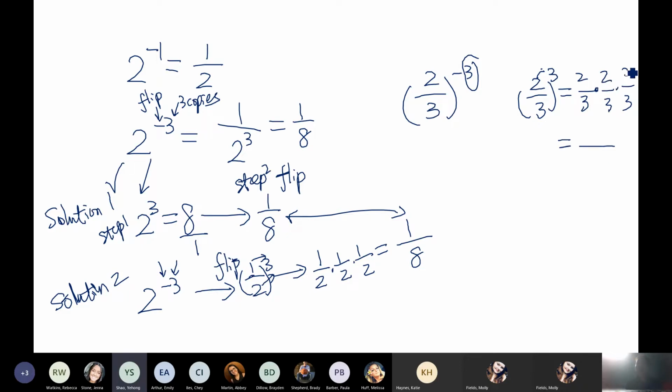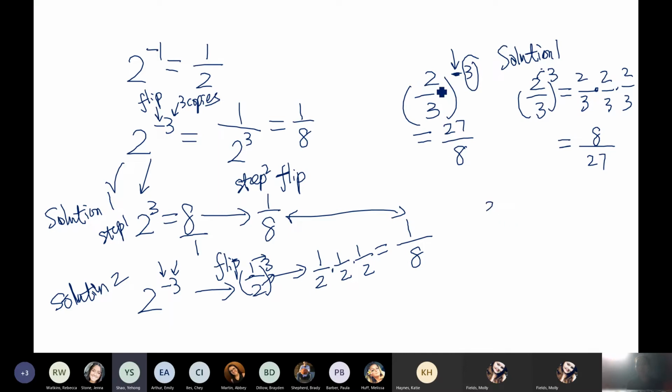2 times 2 times 2, it's 8. 3 times 3 times 3, 27. Now, after I get this answer, this minus sign tells me I have to flip my answer. So the final answer will be 27/8. Okay. That's one way to do it, solution 1. Now, solution 2 will be, I can deal with this negative exponent first.